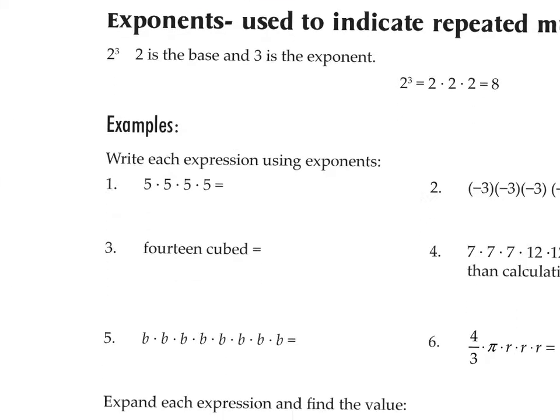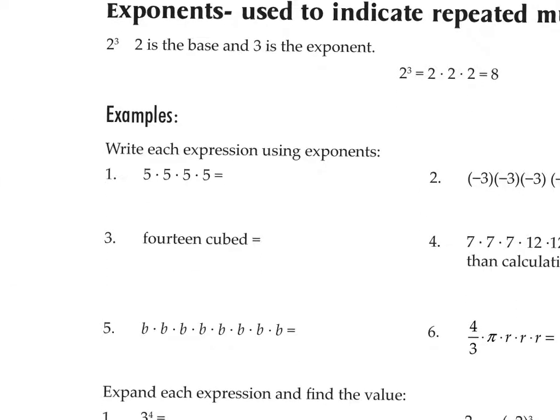Further down the page here, write each expression using exponents. So the first thing we identify is what number is the base, what's being multiplied, and that would be the 5. And how many of that 5 are being multiplied together, 1, 2, 3, 4. So the exponent is 4. We read this as 5 to the 4th power.